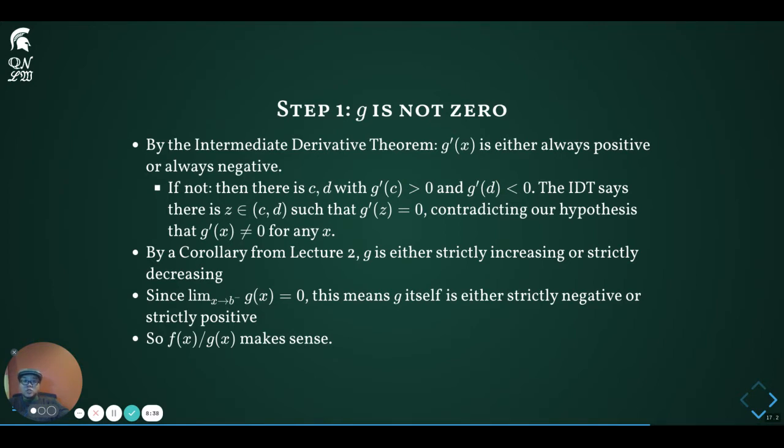So in either case, g itself can never be 0 on the interval ab, and hence f over g makes sense. You should also remember that in this step, we have proven that g is strictly monotonic, which also ensures that g is an injective function.